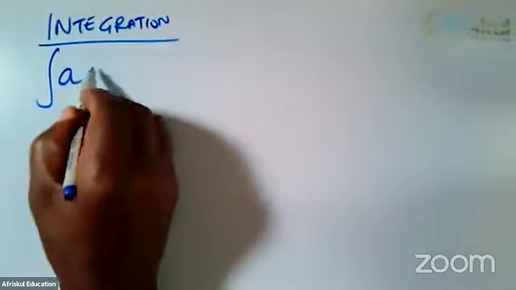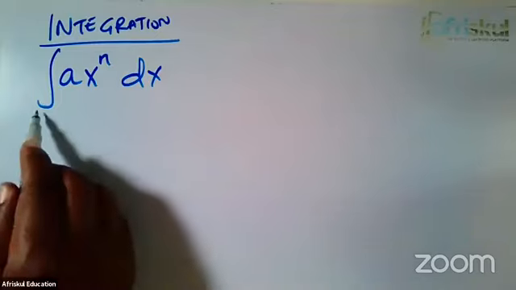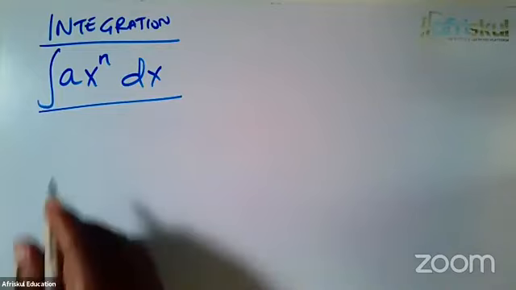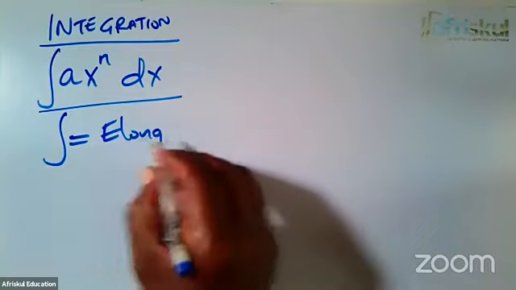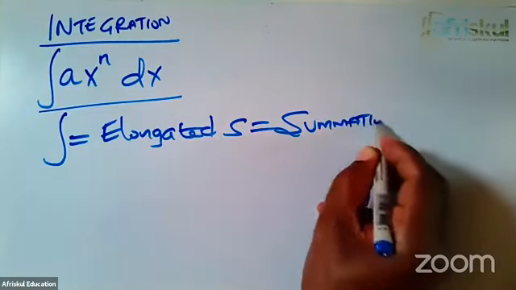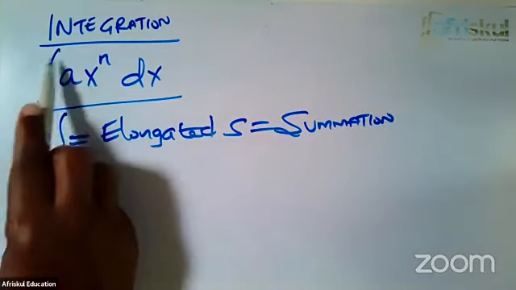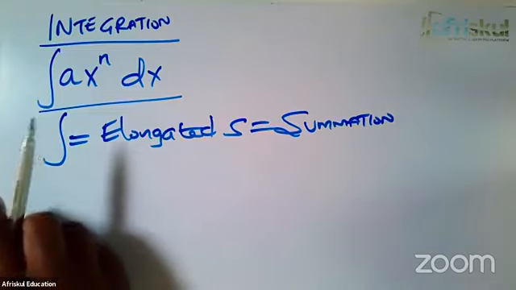So if you are given this kind of a function, and then you are told to integrate with respect to dx, with respect to x, how do you get to do this integral, my friends? First of all, I want to bring it to your attention that this is an elongated S. It is an elongated S for summation. So anytime you see this symbol, know that it is a symbol of integration, put together, sum.